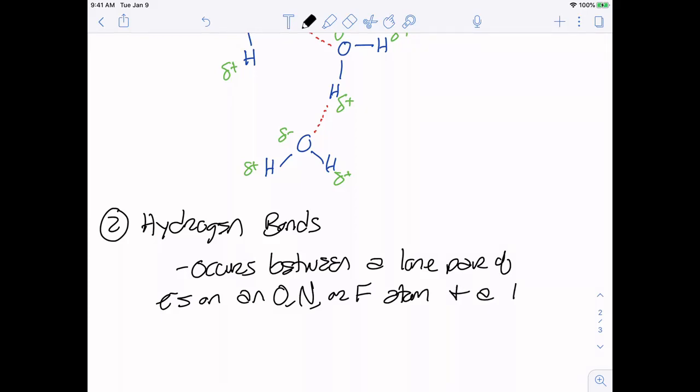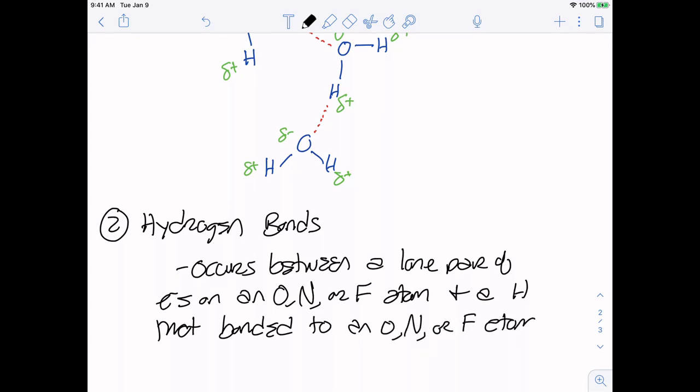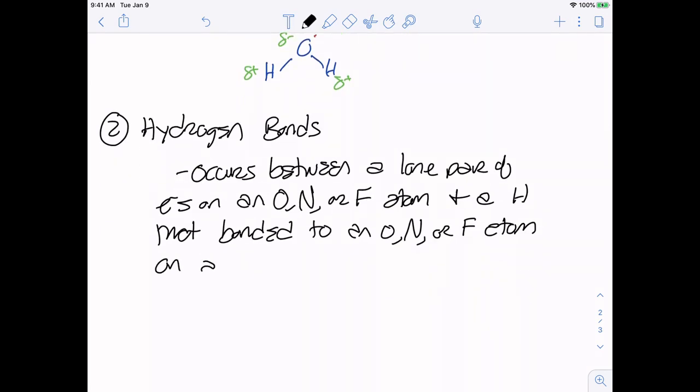And a hydrogen that is bonded to an oxygen, nitrogen, or fluorine atom on a neighboring molecule. So it occurs between a lone pair of electrons on an oxygen, nitrogen, or fluorine. So you have to have an oxygen, nitrogen, or fluorine atom. If you don't, you can't have these. And then that oxygen, nitrogen, or fluorine has to have at least one lone pair. If it doesn't, you're not going to have these.